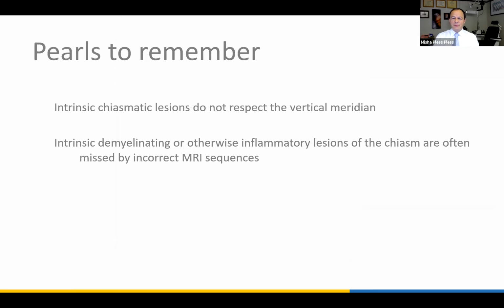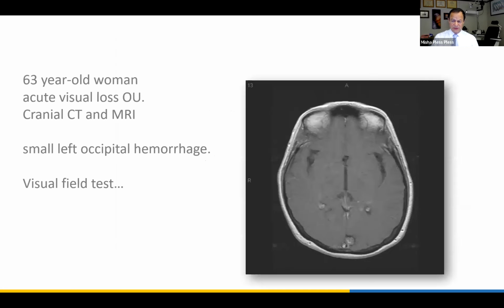So the pearls to remember here are that intrinsic chiasmatic lesions do not respect the vertical meridian, and demyelination or otherwise, let's say, sarcoid or inflammatory lesions of the chiasm are often missed by incorrect MRI sequences and by someone that's not suspecting the chiasm as a localization.